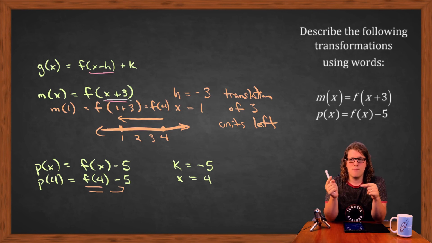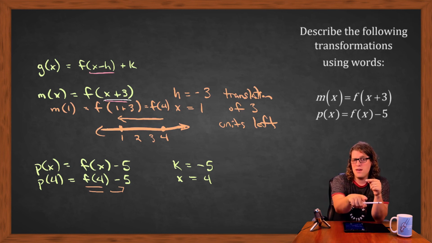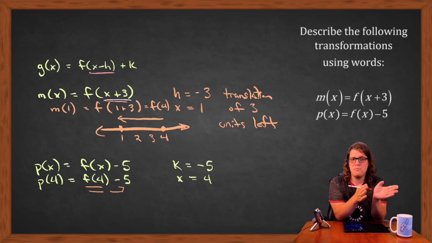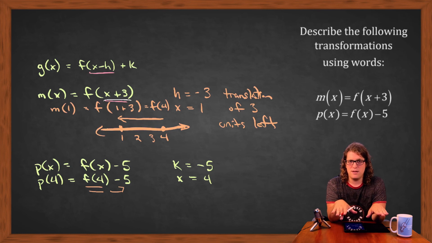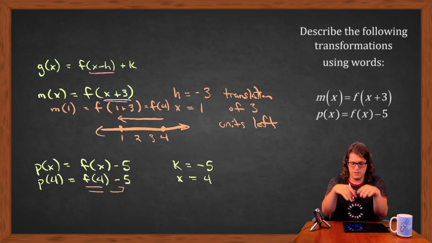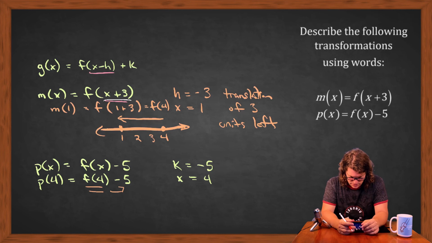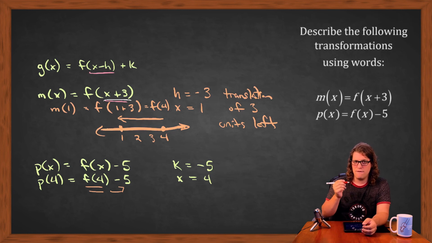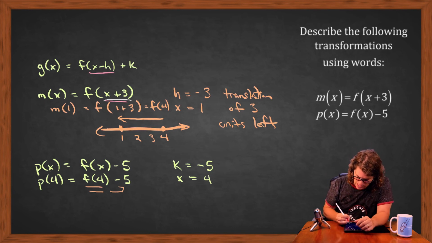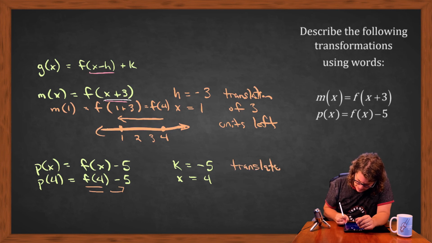So last time we were modifying the value before it went in, and that affected things horizontally. This time we're modifying the value after the function has been evaluated, and that's going to affect things vertically instead. So in this particular example, we would have minus 5 units from whatever that y value is, which is going to move it down 5 units. So a minus 5 there is a translation of 5 units down.